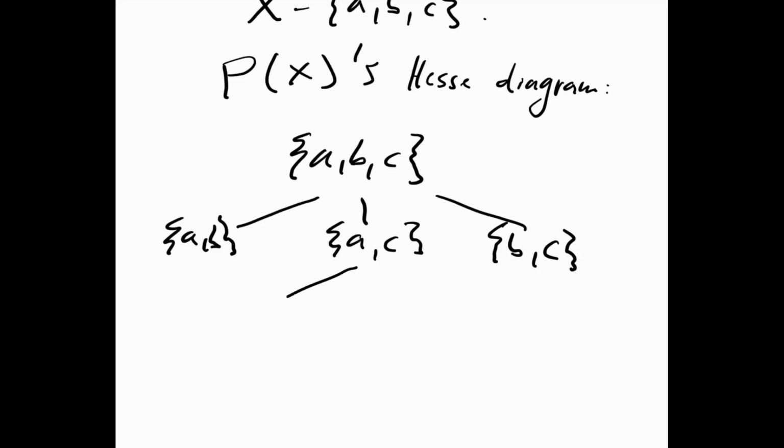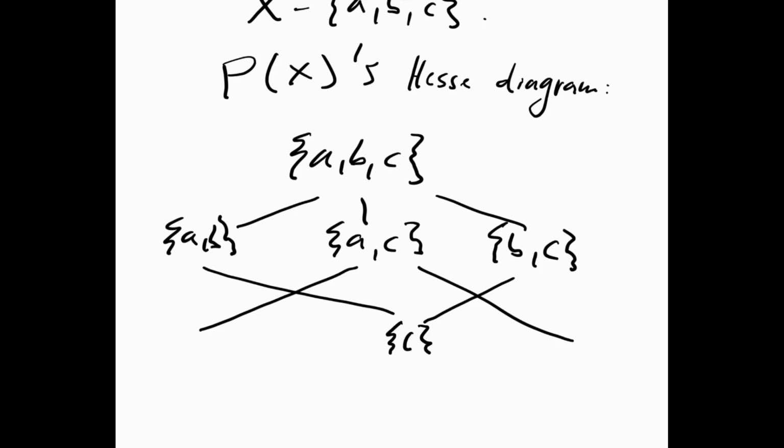We can draw it like this. It might look a little bit confusing, but a subset of both AC and BC is the element C on its own. Be careful. B on its own. Then we have C here. And we have the element A on its own here.